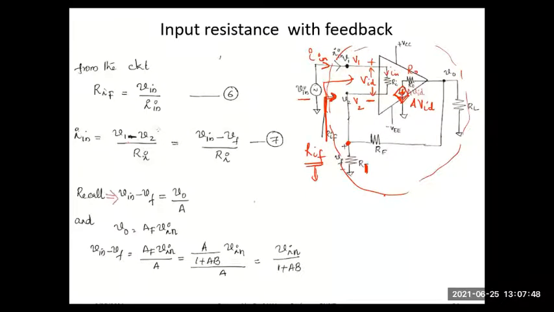So V1 minus V2 divided by Ri, I can write for Iin. And I will replace V1 with Vin. I know this V1 is nothing but the input signal Vin connected. And what is V2? V2 is nothing but the feedback signal Vf. So this Vf is the voltage here, which is coming as V2 to the inverting terminal.